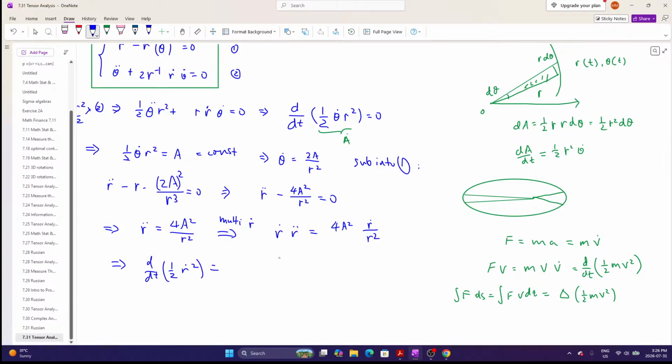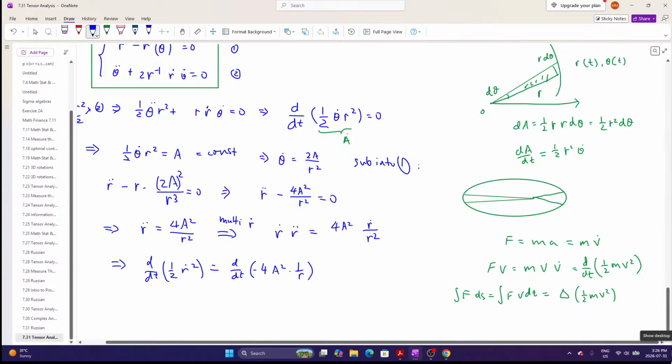It's on the left, and on the right, what's that? On the right, you use the chain rule. So you get d over dt of 4a squared times what? This is minus 1 over r. So there's that. This way you found another integral of the motion. Let me just double check. Yeah, it looks about right.